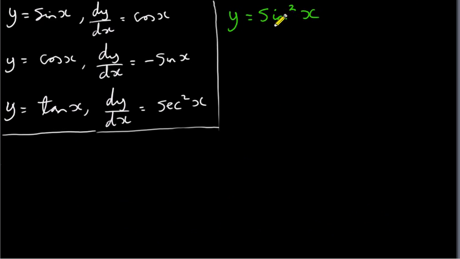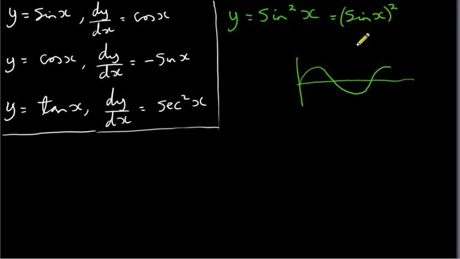Now what if we want to differentiate this function, y equals sine squared of x? Well, first of all, we must recognize that sine squared of x means sine of x all squared. By the way, the graph of sine of x looks like this. But if we square this graph, squaring makes everything positive, we get something like this. But anyway, that's just an aside.